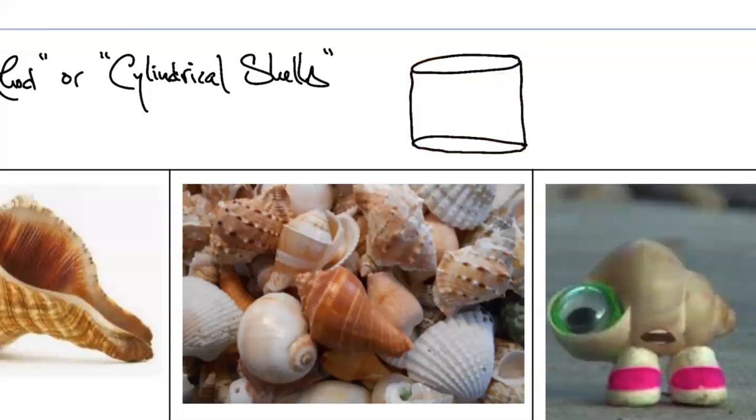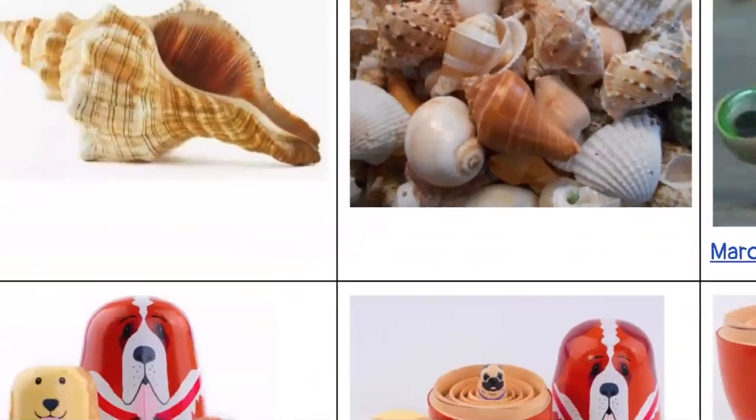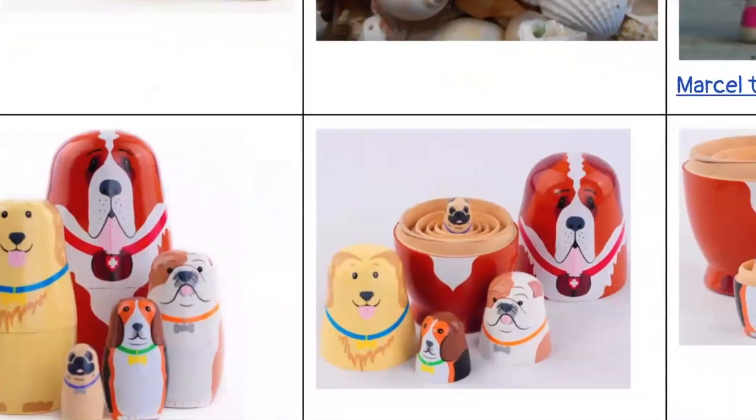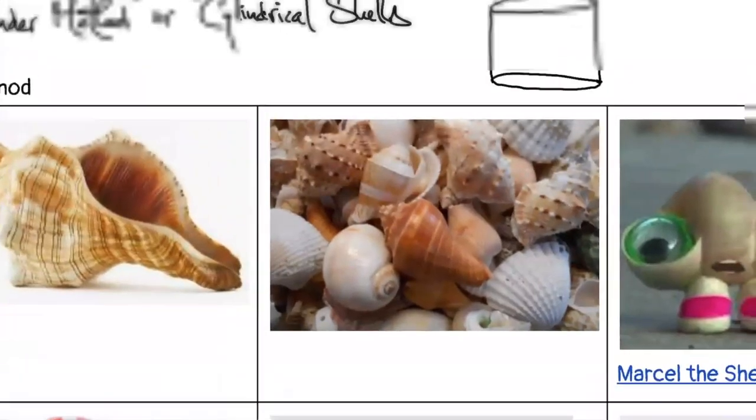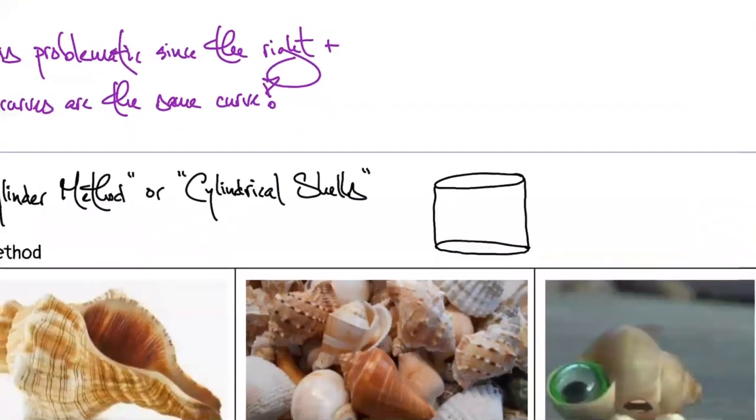And if we think about this as one cylindrical shell, then we might think that there would be other cylindrical shells inside, sort of like this nesting doll situation. Okay. And so if we were to try and draw this, I think I can usually get two or three in here before it looks really not good.